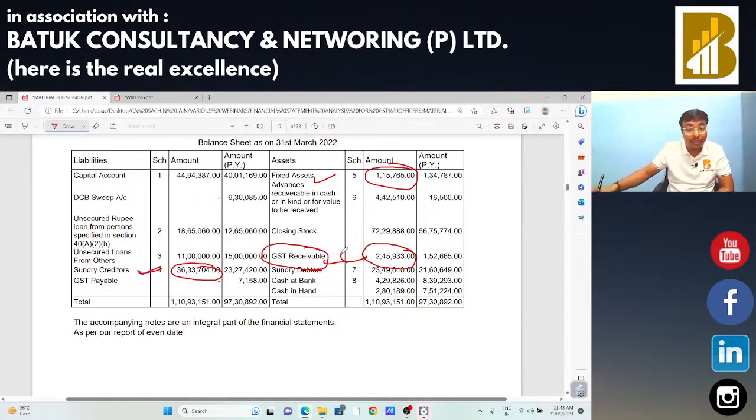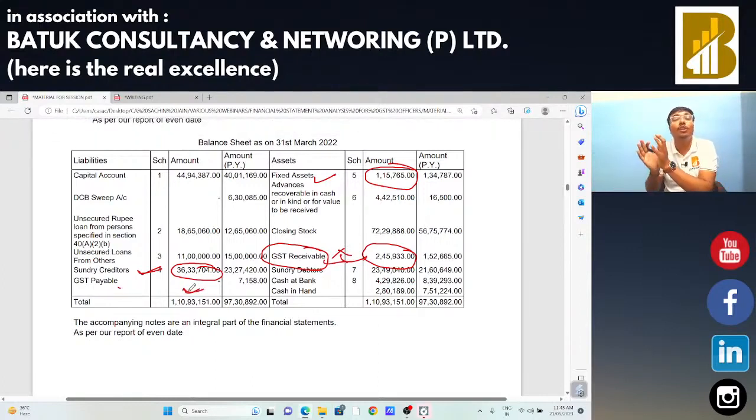Okay, or suppose if there is no GST receivable, GST payable is there, in that case we need to check that the same is paid on GSTN portal or not by logging in, by checking the electronic cash ledger. Okay, sir. So that is the point on which we need to work.